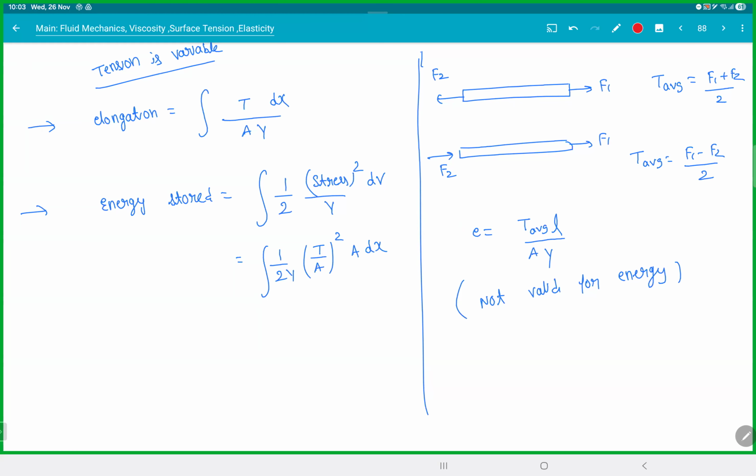So remember these results, quite useful. So if tension is variable, use this. Tension is constant, regular formulas will work. And this is just a shortcut. If you have variable forces F1, F2, if they just want elongation, you can get it faster.